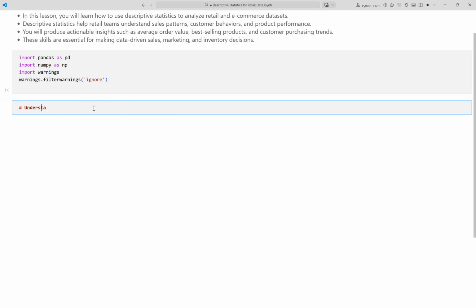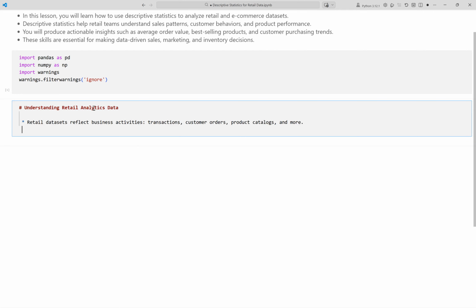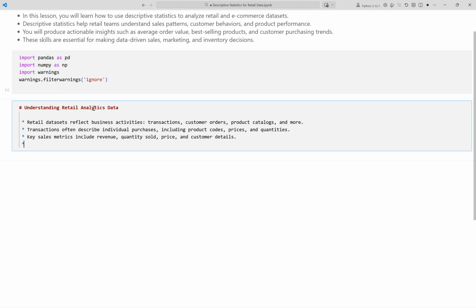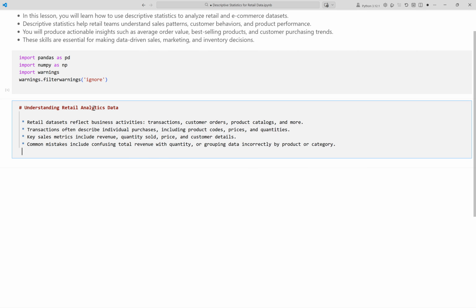Understanding retail analytics data. Retail datasets reflect business activities, transactions, customer orders, product catalogs, and more. Transactions often describe individual purchases, including product codes, prices, and quantities. Key sales metrics include revenue, quantity sold, price, and customer details. Common mistakes include confusing total revenue with quantity or grouping data incorrectly by product or category. Running the cell now.